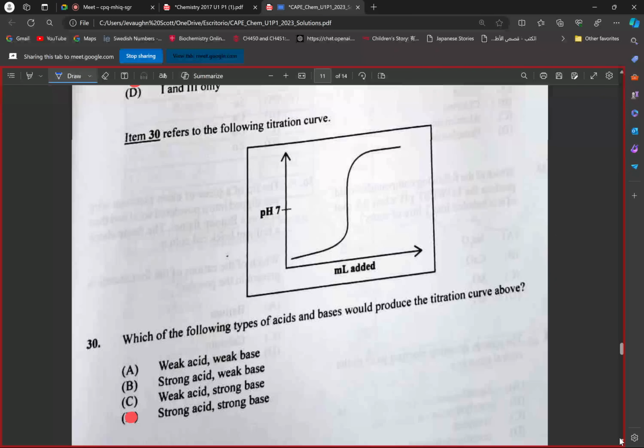Which of the following types of acids and bases would produce such a curve? It must be a strong acid and a strong base. Strongly acidic, then strongly basic. Must be strong acid, then strong base. D is the answer.